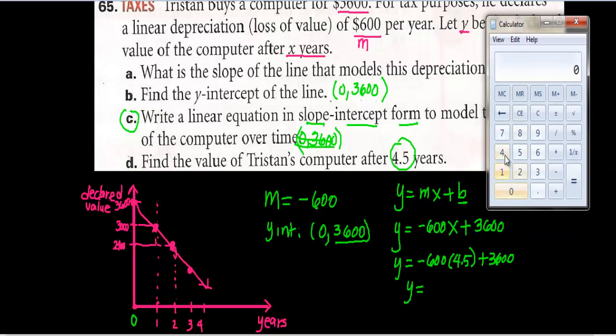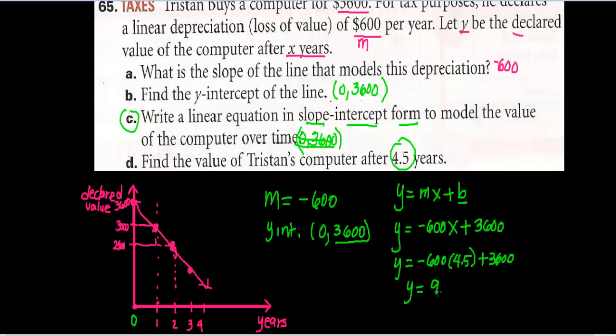So we have 4.5 times 600. I have to do it like this since this calculator doesn't have negatives, I think. So I know I'm going to subtract this amount from $3,600. So it's $3,600 minus $2,700, which equals $900. And that's your answer here. That's the worth of the computer after 4.5 years. So you paid $3,600, and 4.5 years later, this is what the computer is worth.